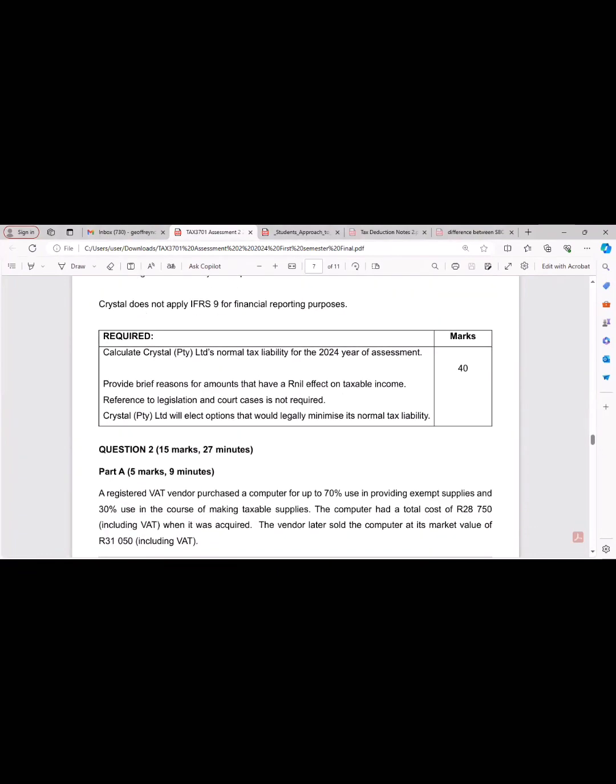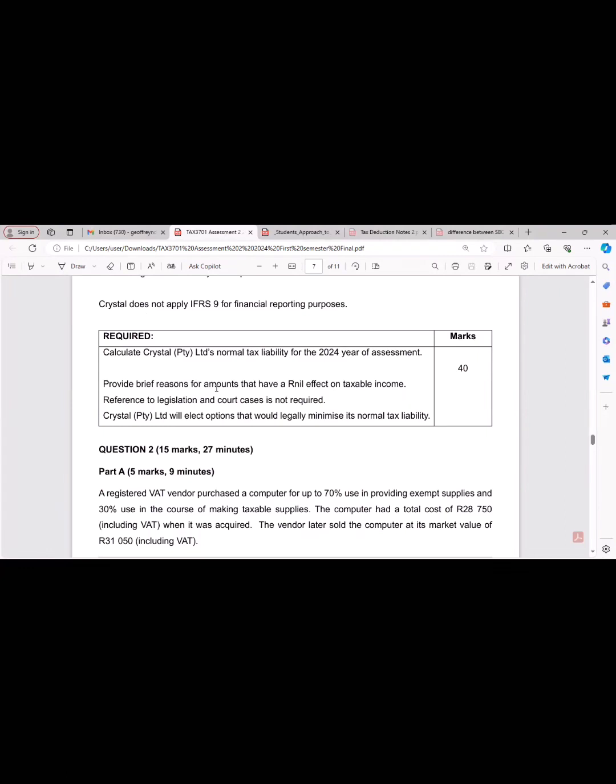When you're approaching a question, start with the required. The required is saying, and remember, it's question one. We're only going to do question one. Calculate Crystal Private Limited's normal tax liability for the 2024 year of assessment. Provide brief reasons for amounts that have a nil effect on taxable income.